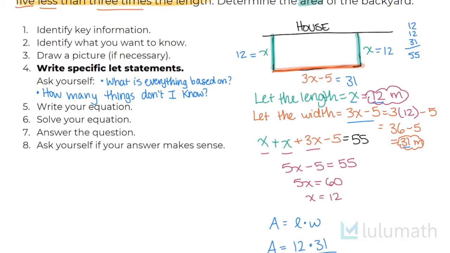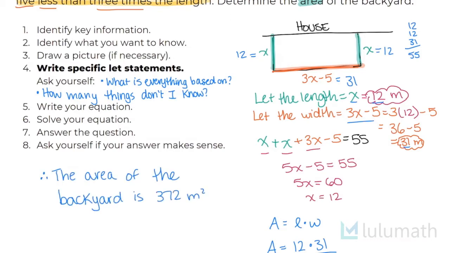So we just write our therefore statement. The area of the backyard is 372 square meters, and we are all set with this question.